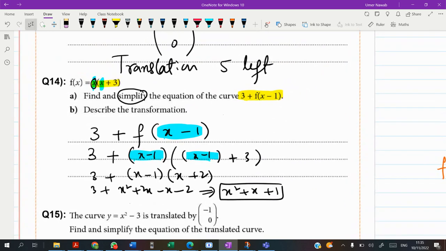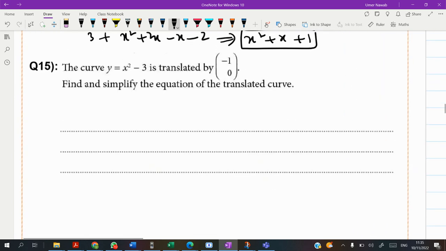Wow, I know what happens. One right, one right, 3 up. Very good. It's a translation. Translation, 1 right, 3 up. Next question.